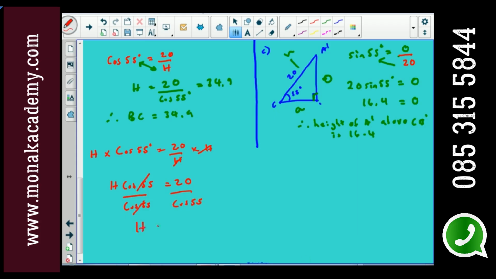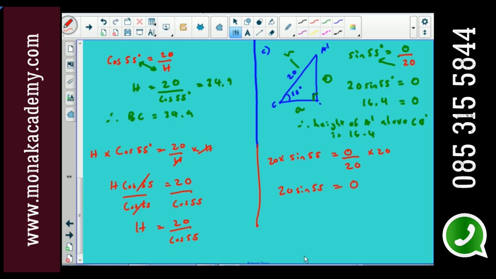So that at the end of the day you have h equals to 20 over cos 55. But you don't want to continuously be doing that. You can simply do cross multiply. Similar, that's what we did here as well. We said sine 55 equals to opposite over 20. How do we get rid of the 20? Multiply both sides by 20. So 20 sine 55 equals to O.